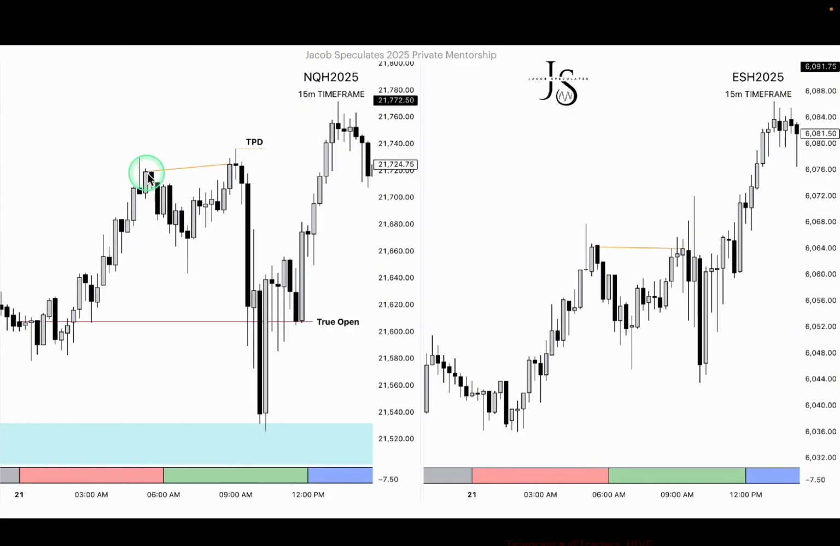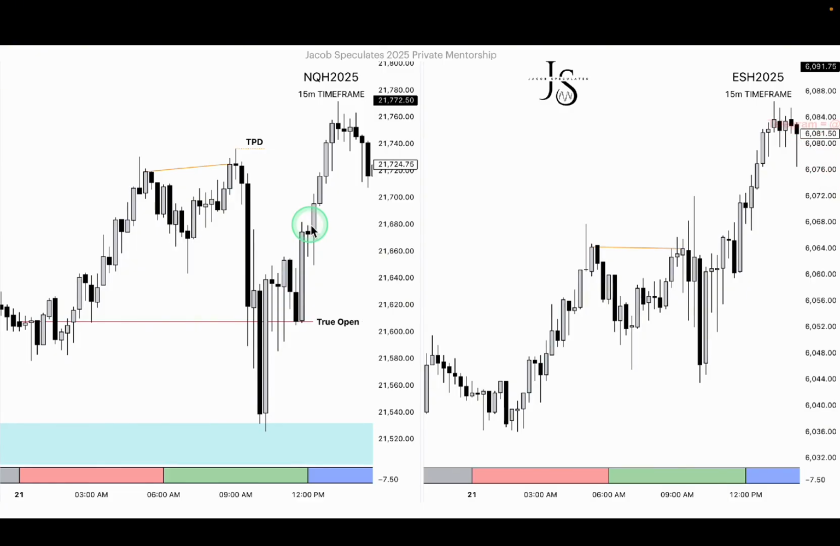We formed a hidden SMT between the London session and the New York session. So now we're looking at the 15-minute time frame. So we formed that SMT and then created a TPD and then fell back within the range, trading back within that gap one more time and then expanding higher away from it.